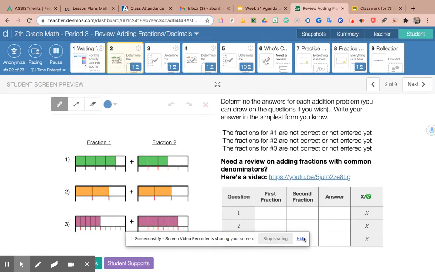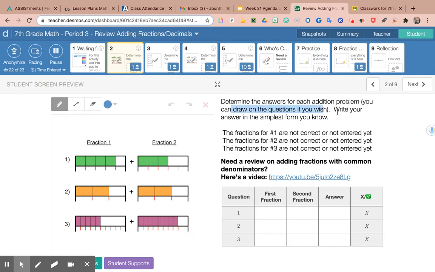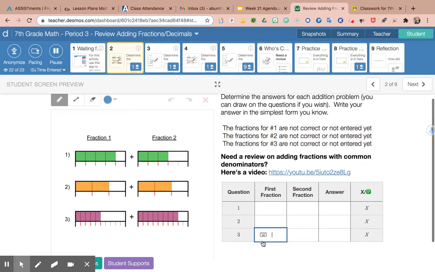Number 2 says determine the answer for each addition problem. You can draw on the question if you wish. Write the answer in the simplest form you know. So if it's improper, try to turn it into a mixed number. Right here, you'll see that it will tell you when your fractions are correct for problem 1, 2, and 3. And then in the table, when the answer is correct, it will tell you in the table as well. If you need a review on how to add common denominators, there's a video here.